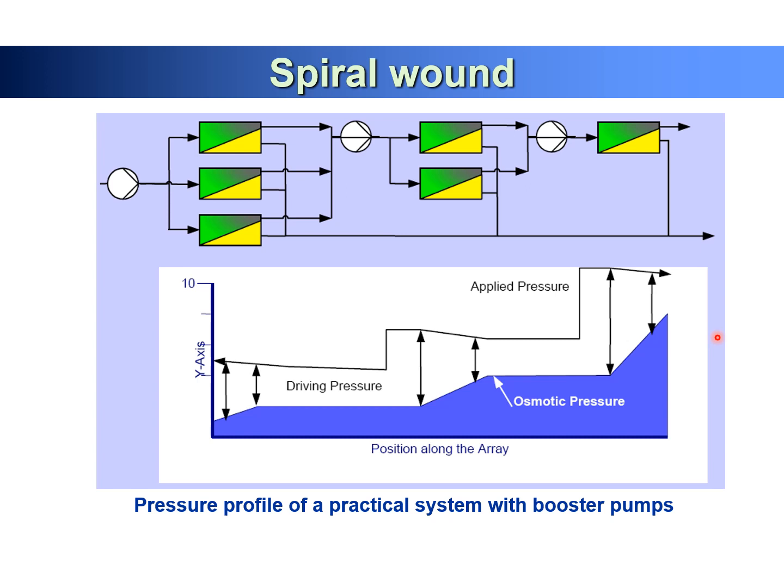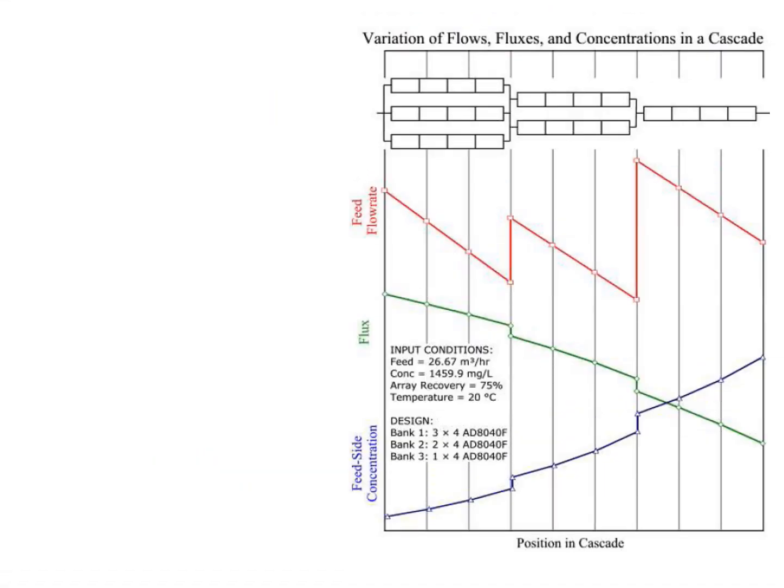So this is the boost pump. When you have a high osmotic pressure along with different stages, you can install boost pumps, and at each stage you provide a boost pump which will increase your applied pressure, which can generate a higher water flux and recovery. So this is the way we can design boost pumps to achieve the high recovery rate.